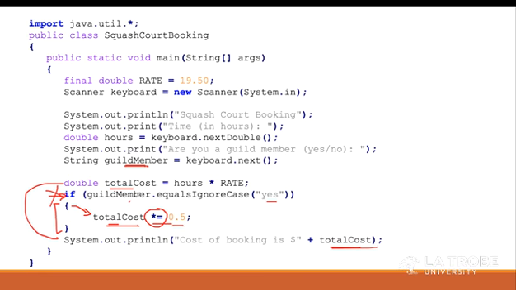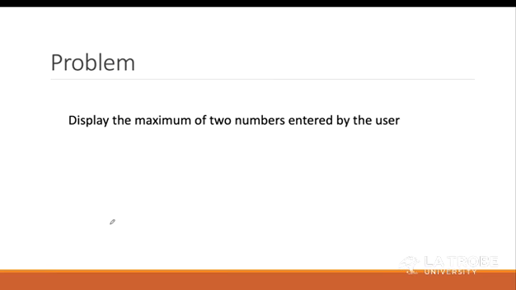So if they are not a guild member, then this will be skipped and this line of code will get executed. If they are a guild member, then yes, it will go inside and execute this, and still this will get printed after this one gets executed. So that's the if condition in this particular example.